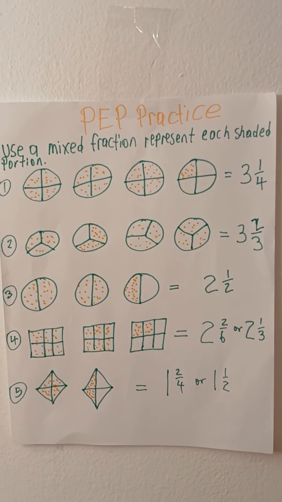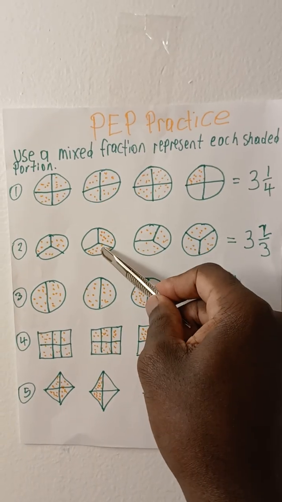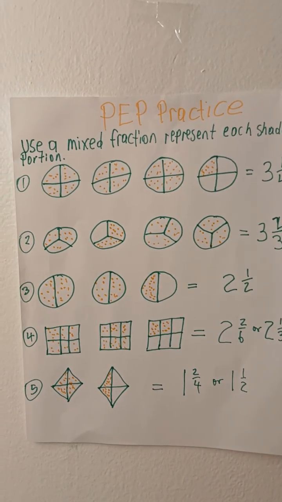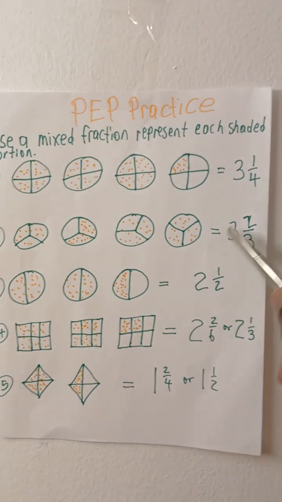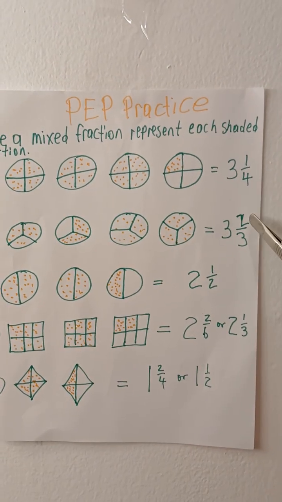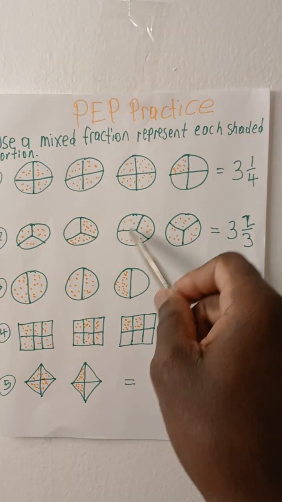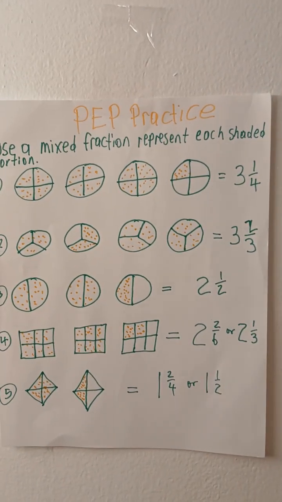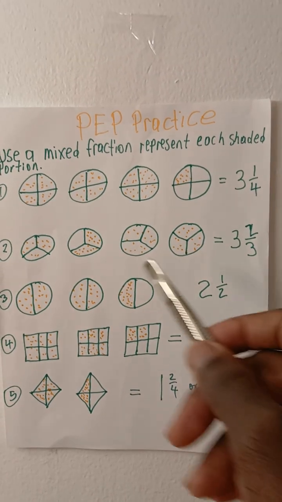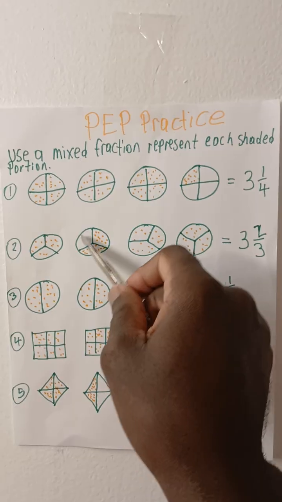How many pieces? The denominator tells you how many pieces there are. 1, 2, 3. 3 pieces. How many are shaded? Only 2 are shaded. So the 2 is going to be your numerator. And the 3 your denominator. Because your denominator tells you how many pieces there are. The numerator tells you how many pieces you take out. If you were to write this as unshaded, it would have been 1 over 3.